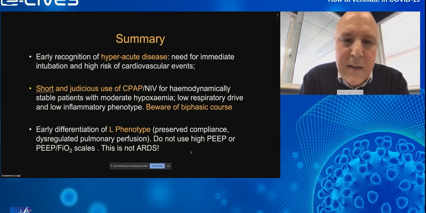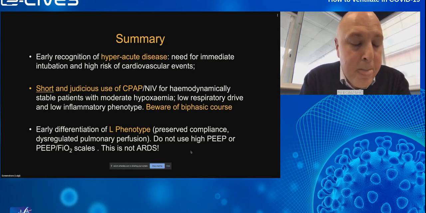Some of them are related to the myocarditis process, but some of them might be centrally mediated, essentially with the effect of the virus on the midbrain and the cardiorespiratory control. The second point is that a short and judicious use of CPAP might be useful for hemodynamically stable patients with moderate hypoxemia, not severe hypoxemia, particularly the ones who've got low respiratory drive and a low inflammatory phenotype. But I think we need to be aware of the biphasic course of the disease, and some of these patients might fail quite late.